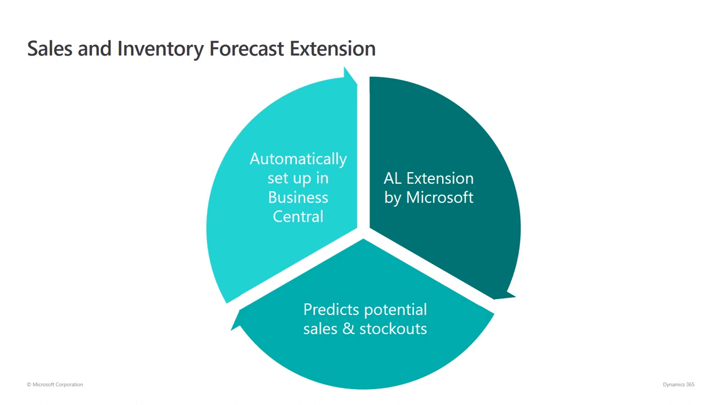This forecast predicts potential sales using historical data and gives a clear overview of expected stockouts. The functionality is built into the Sales and Inventory Forecast extension, an AL extension developed and maintained by Microsoft. In the SaaS version of Business Central, the connection is set up automatically. You can select the number of periods to calculate the forecast by, depending on how granular you want the forecast to be.